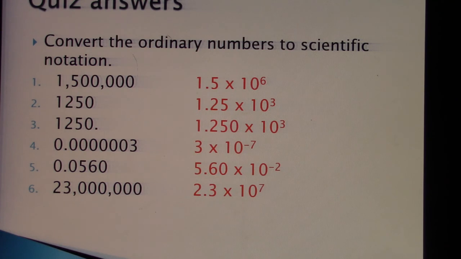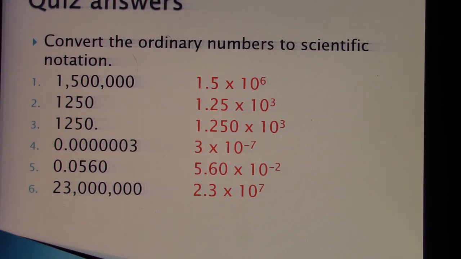23 million would be nice to have in your bank account. Unfortunately, most of us don't have that, but maybe we will one day. Who knows? So count: 1, 2, 3, 4, 5, 6, 7. 2.3 times 10 to the 7th. If you can do these problems, you can do any scientific notation problem.